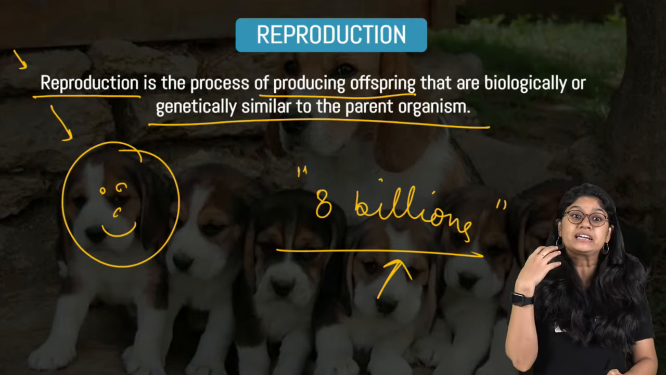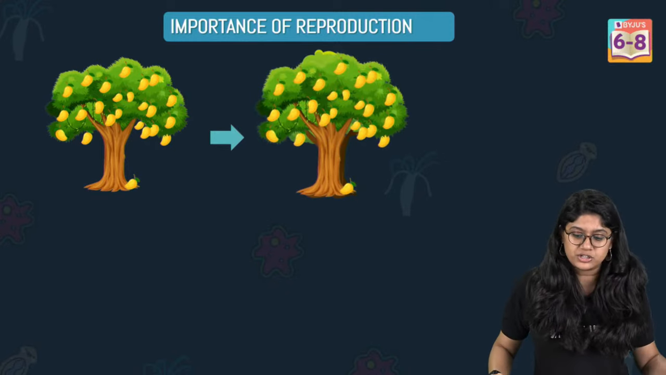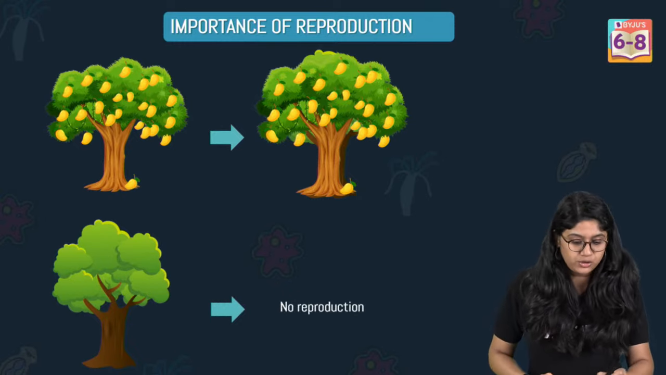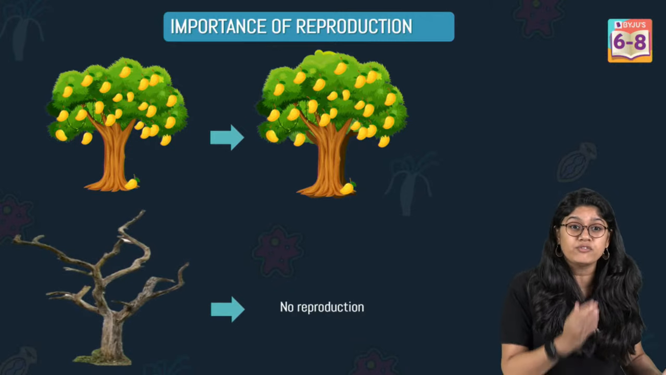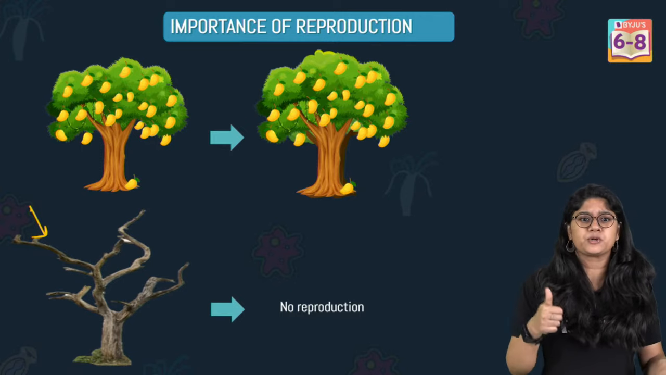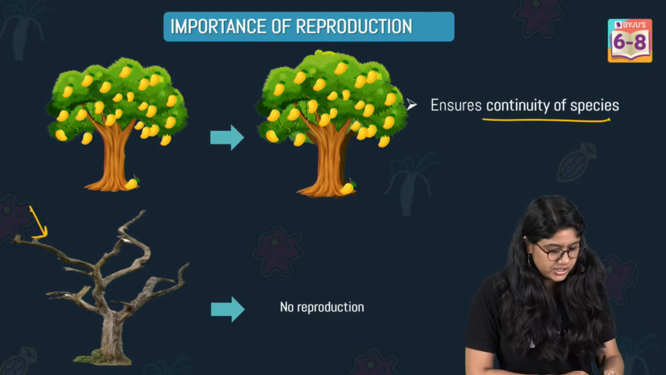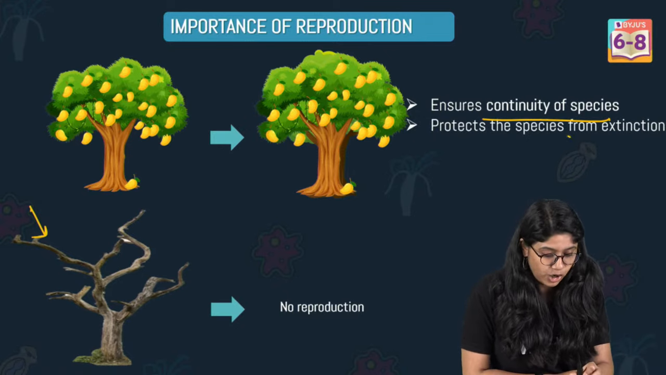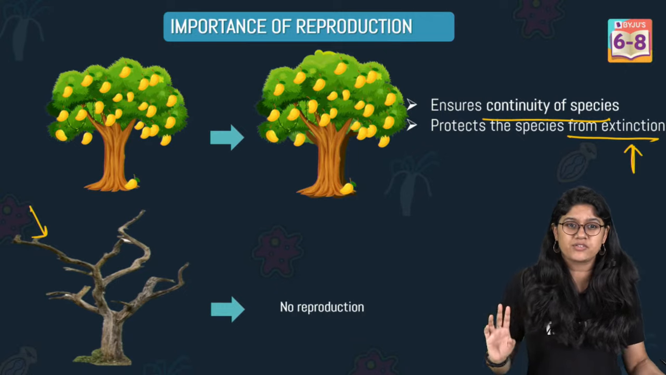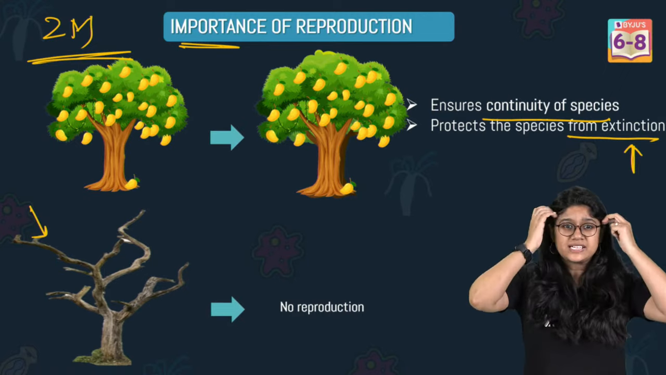So now that we are clear what reproduction is, let's take a look at the importance of reproduction. Reproduction helps in the continuation of the species. If there's no reproduction, what will happen? The species would completely vanish. The species will go extinct. So now we are clear why reproduction is important. It is very important for the continuation of the species, to protect the species from getting extinct. For their existence, they should reproduce. Very good. It's a 2 marks question: write the importance of reproduction, and here we have it. Are we clear? Yes, crystal clear.